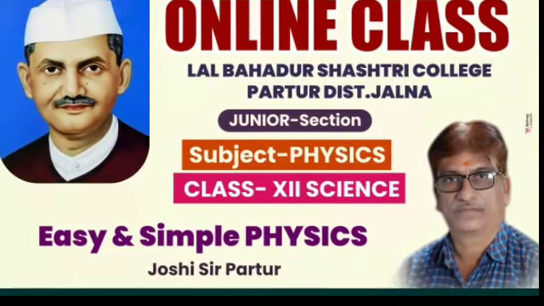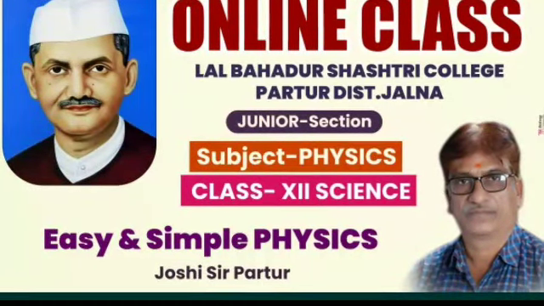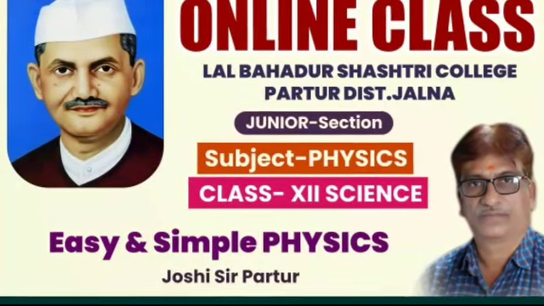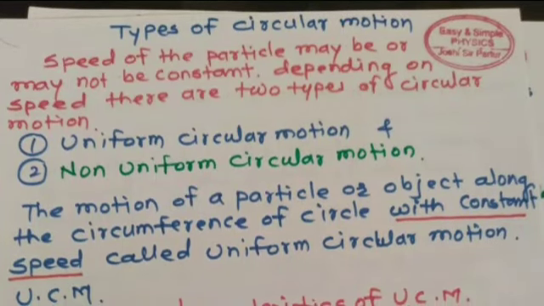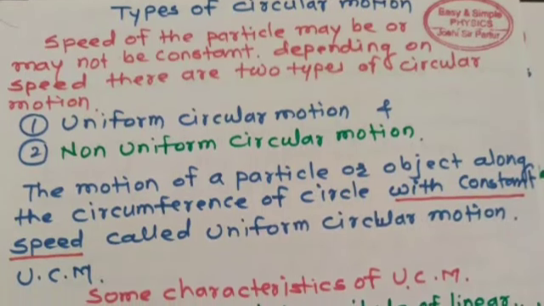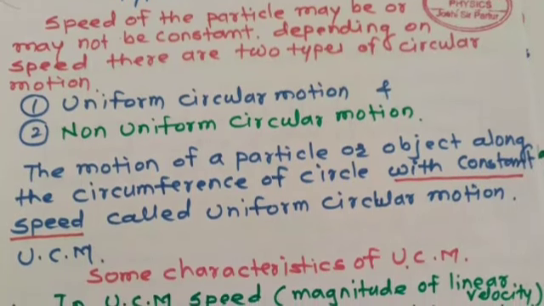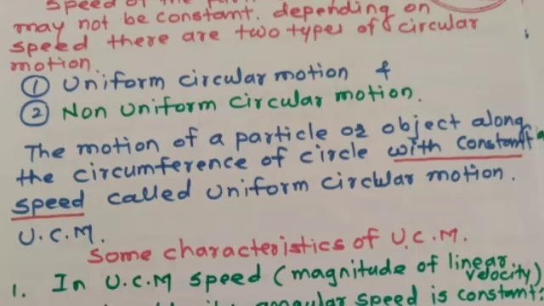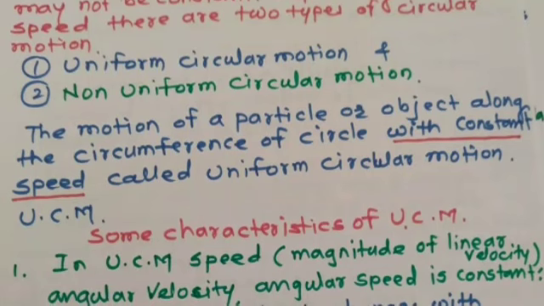In this video we will see the types of circular motion, uniform circular motion and non-uniform circular motion, and their applications. Types of circular motion: the speed of a particle may or may not be constant. It depends on speed. There are two types of circular motion: number one, uniform circular motion, and number two, non-uniform circular motion.